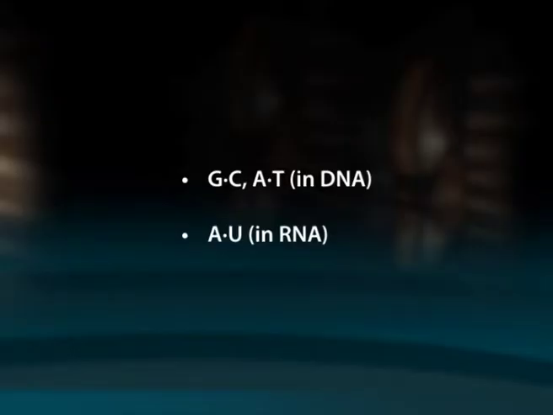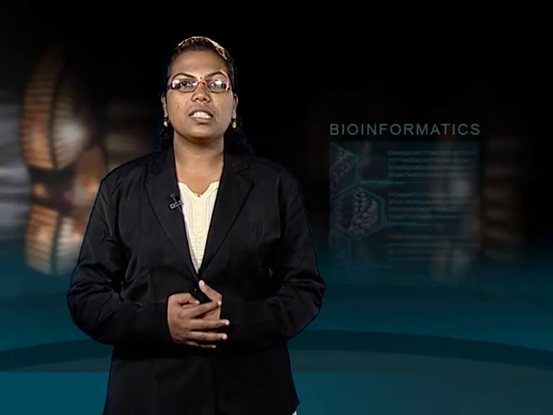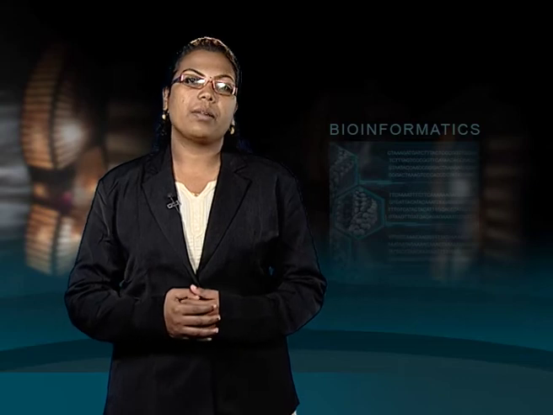The bases in nucleic acids can interact via hydrogen bonds. The standard Watson-Crick base pairs are GC and AT in DNA, and AU in RNA. Base pairing stabilizes the native 3-dimensional structures of DNA and RNA.